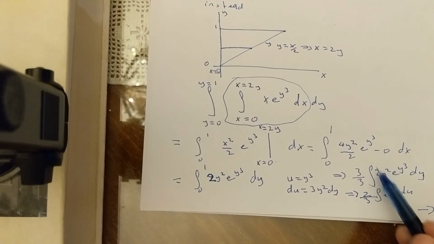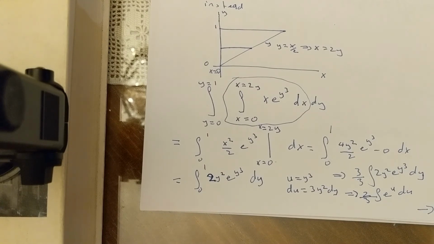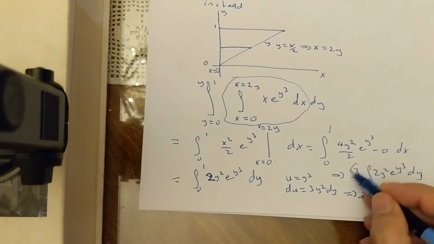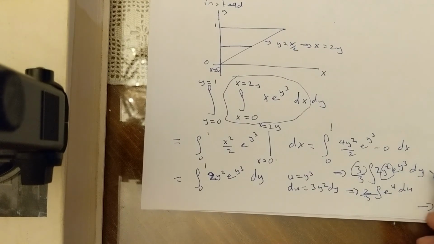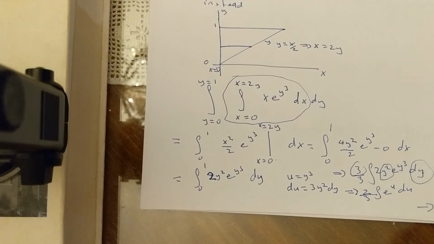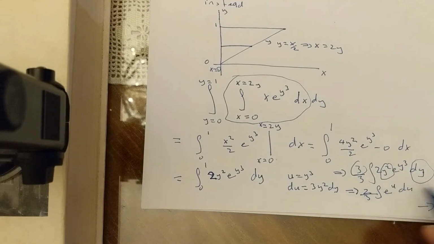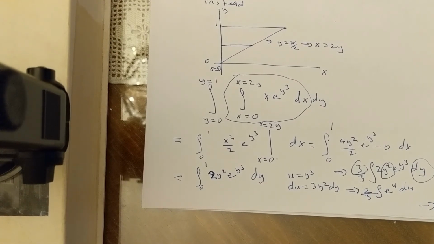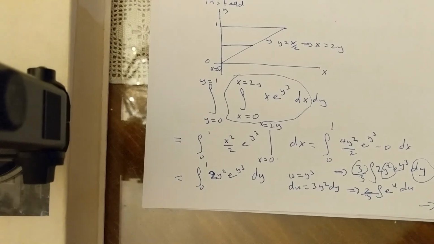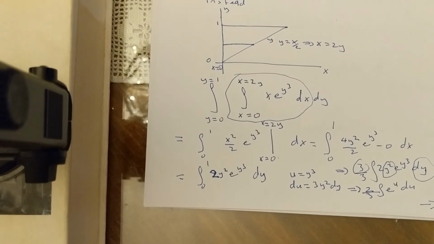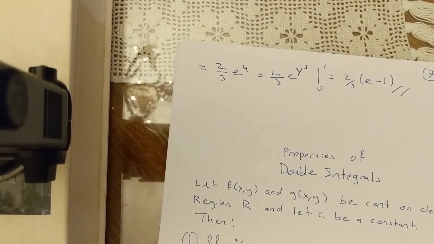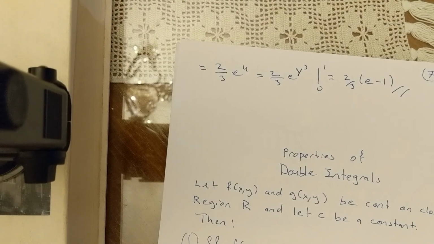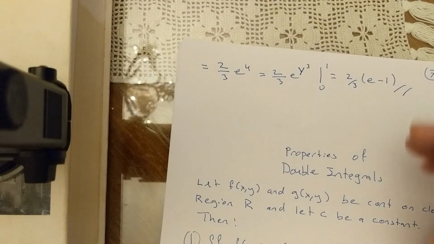I'll get rid of the limits of integration because I'm going to change them to another variable anyways. So now this 3y squared dy is du, right? So what's remaining is we have a 2 over 3, and this guy, e to the y cubed, guess what? It's just e to the u, okay? So integrating e to the u with respect to u is very easy. Integral of e to the u is just e to the u. It's constant with itself. So nothing changes. So we have 2 over 3 e to the u.